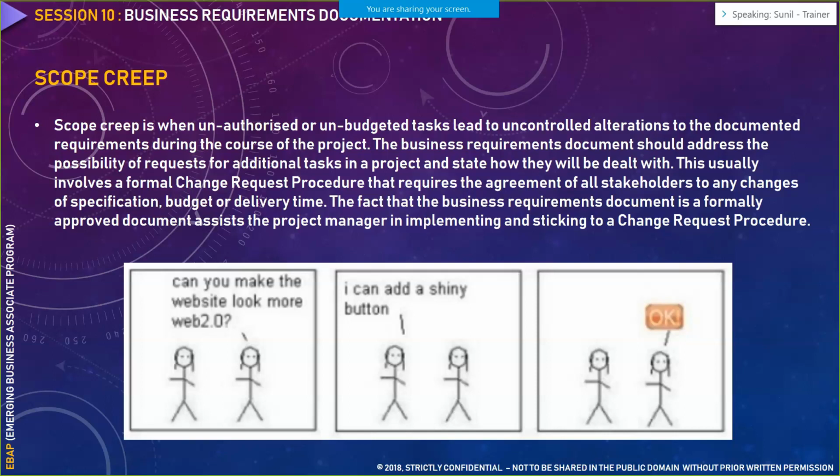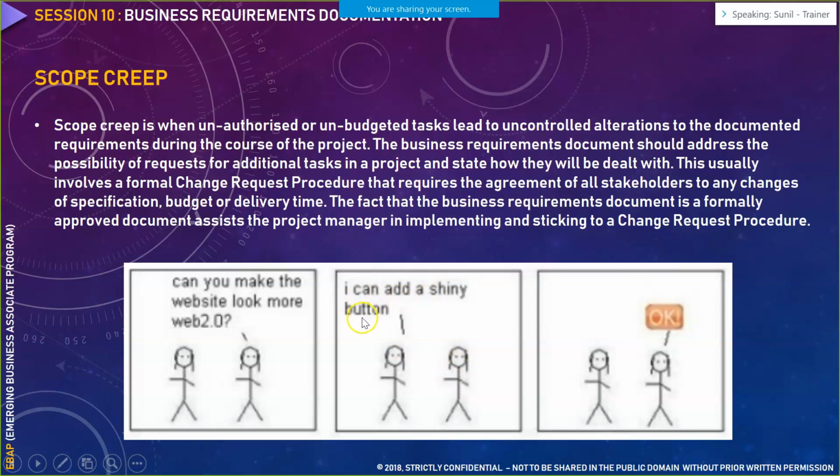So what you could do as a business analyst is write clear and concise requirements. You need not write ambiguous requirements. For example, your business stakeholder asks you, can you make the website look more Web 2.0? So you say, as a developer, okay, I can add a shiny button. So your business stakeholder says, okay. When you say, I can add a shiny button, you have an attitude that you never say no to your business stakeholder. As a business analyst, you tend to explore the options or opportunities in and around the given statement. Then you gave him a solution.